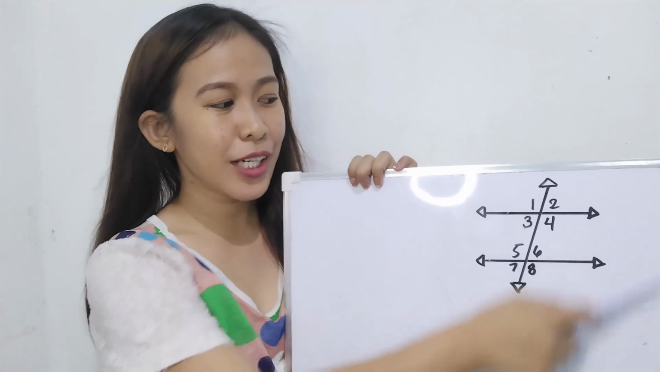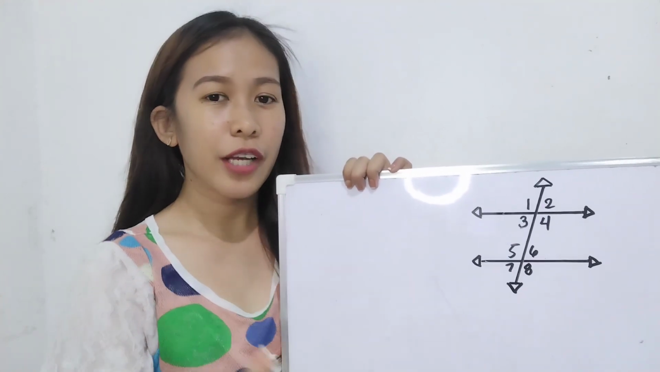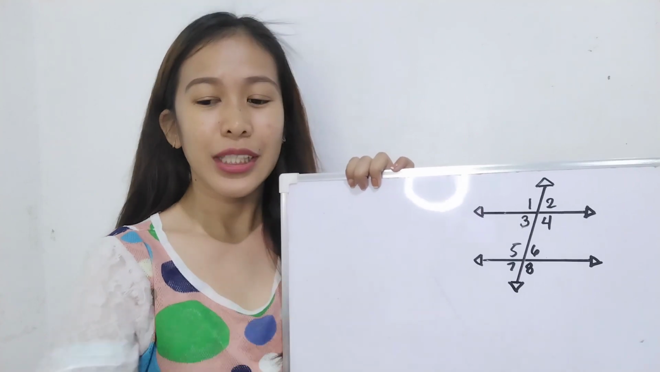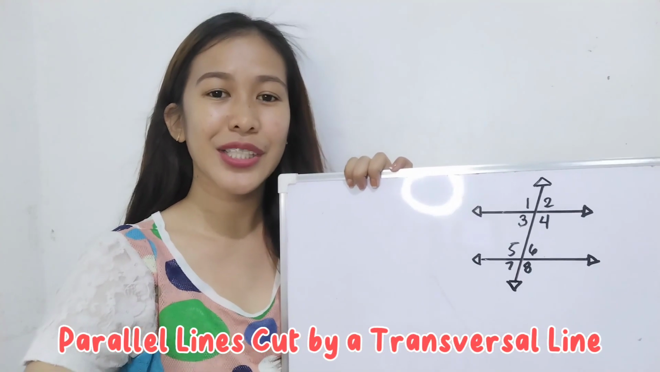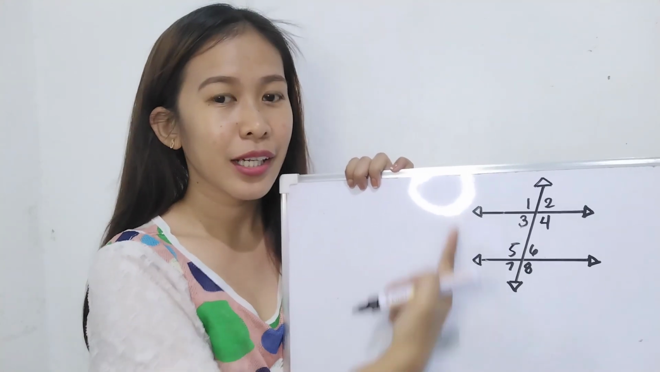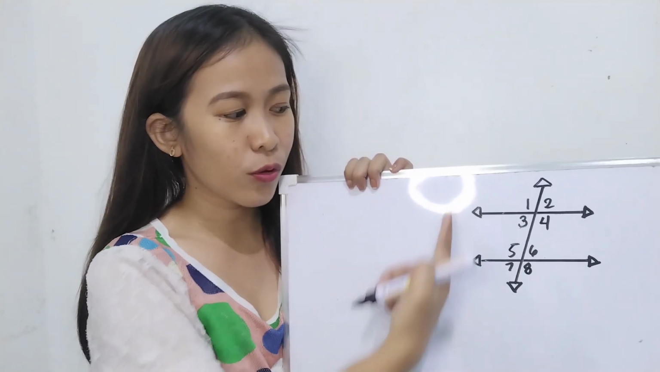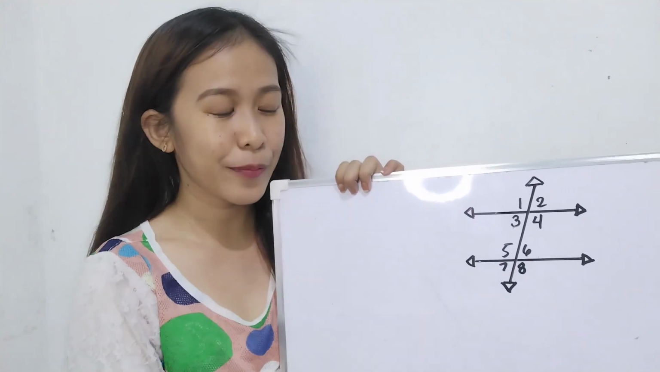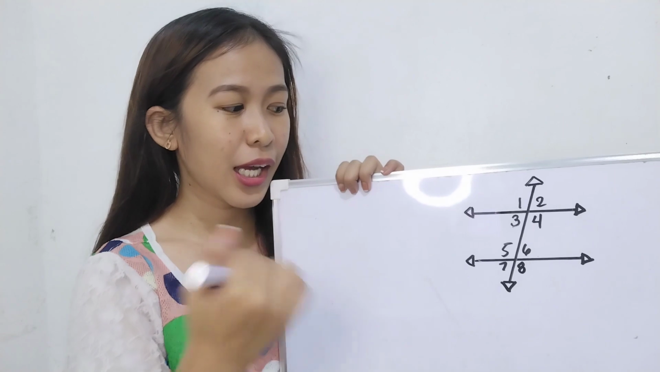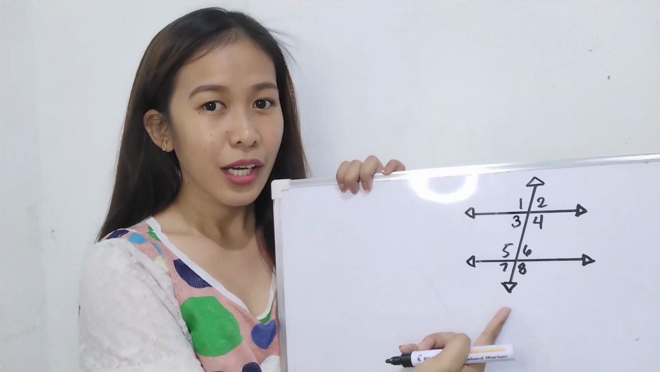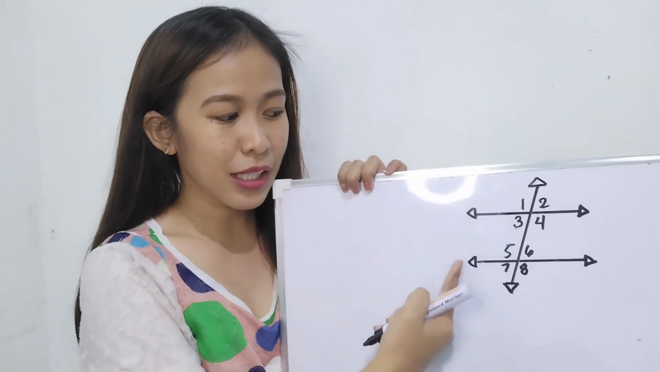So, as you can see here, meron tayo ditong figure. And if you are already a grade 8 student, I know, alam mo na to. This is what we call parallel lines cut by a transversal line. So, when we say parallel line, ito yung dalawang line na ito, ayan, na never mag-intersect or never magtatagpo at some point, okay? And kapag sinabi natin transversal line, ito naman yung line na nag-intersect sa kanilang dalawa.